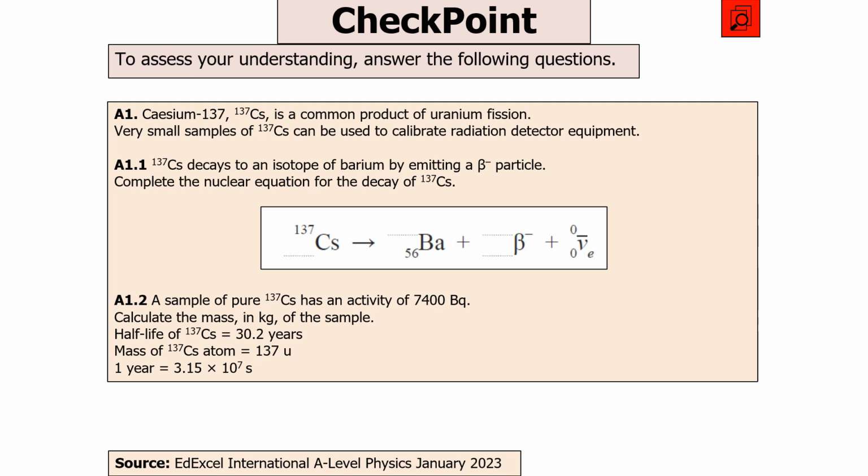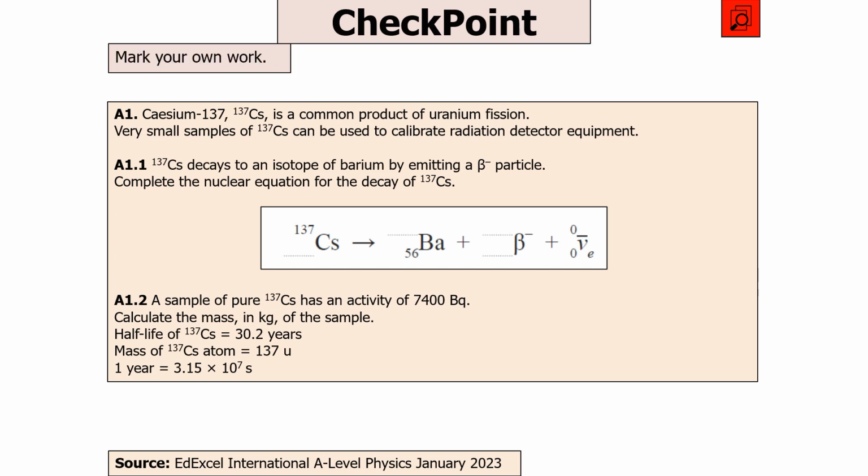The next question says that cesium-137 is a common product of uranium fission. Very small samples of cesium can be used to calibrate radiation detector equipment. Cesium decays to an isotope of barium by emitting a beta minus particle. Complete the nuclear equation for the decay of cesium. Then a sample of pure cesium has an activity of 7,400 becquerels. Calculate the mass in kilograms of the sample. So pause the video now, then unpause the video when you want to go through your answer.